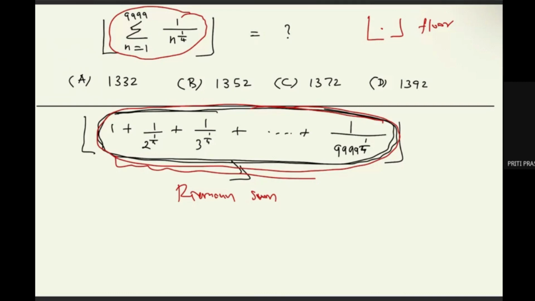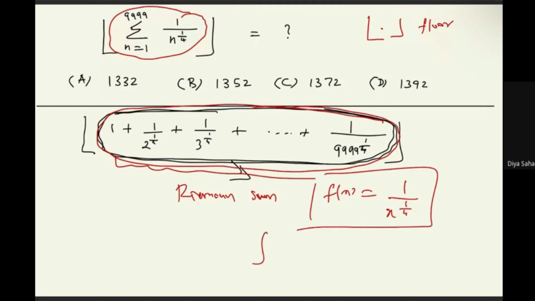This is a Riemann sum of what? Which function should I take? f of x? 1 by x to the power 1 by 4. Exactly, natural. This is the function I need to consider. I need to integrate this function from some limit to some limit, which we will see from this. So I will try to draw this.